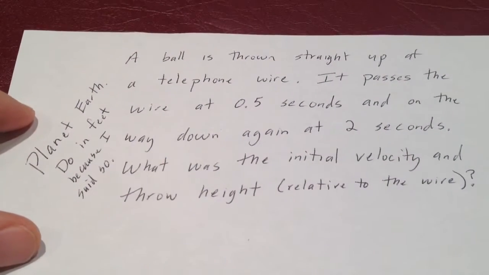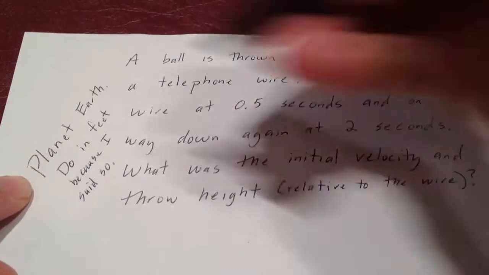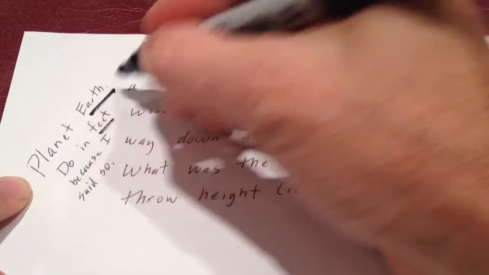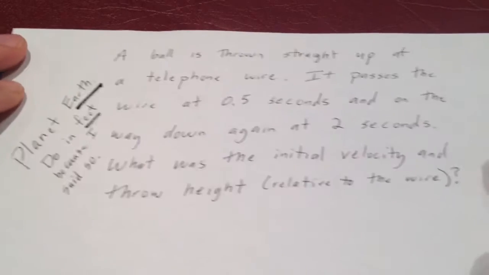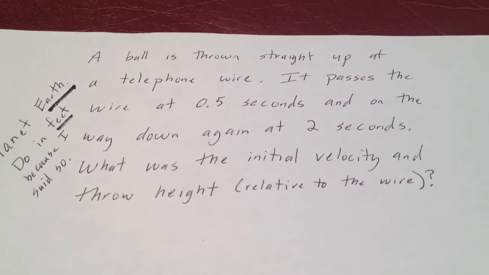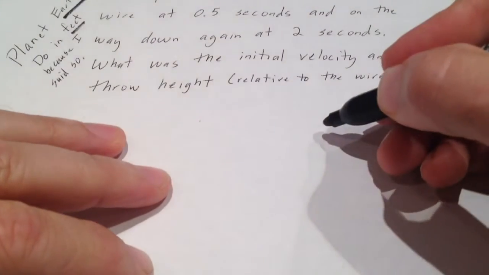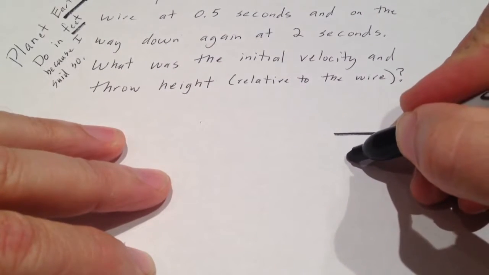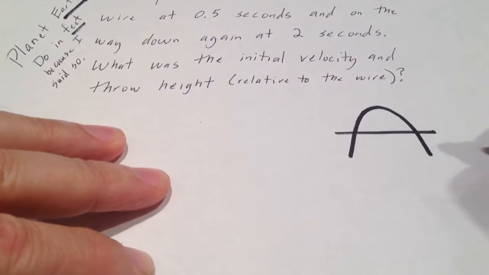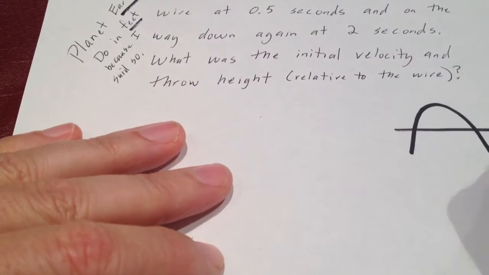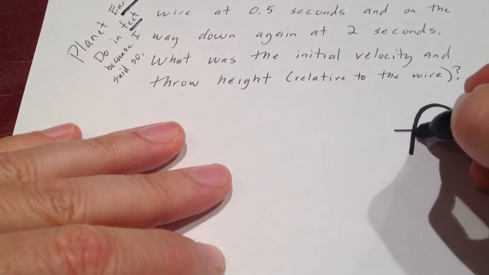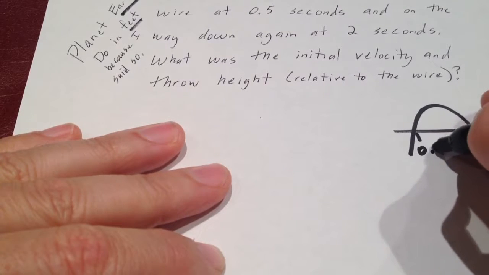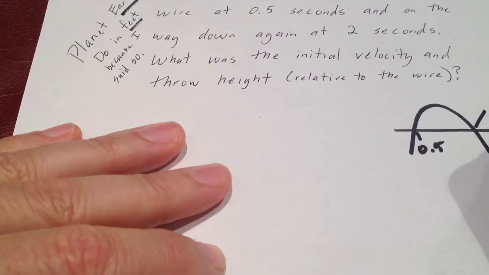You've got a ball thrown straight up at a telephone wire. This is on planet Earth, okay? And we're going to do it in feet only because I told you so, not because of anything specific to the problem. It passes a wire at 0.5 seconds, and on the way down, again at 2 seconds. What was the initial velocity and throw height relative to the wire? So basically, we've got a picture that looks kind of like this. We've got a wire. We're throwing something up, and it's coming back down again. This is essentially our axis, and we're given this time of 0.5 and this time of 2.